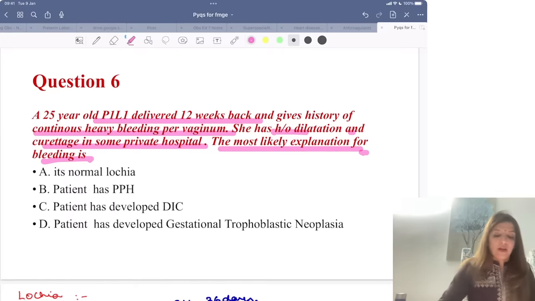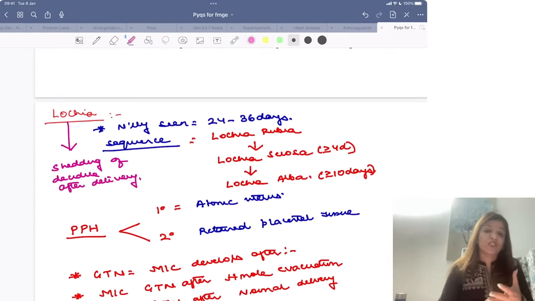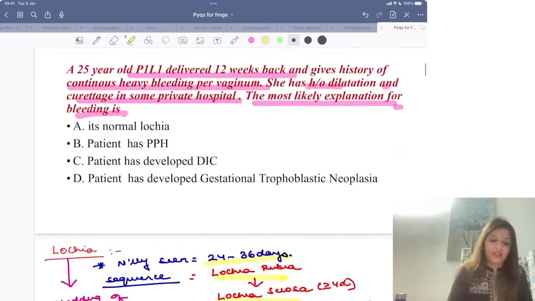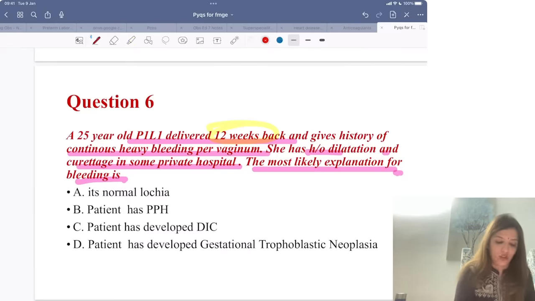But first tell me, if a patient is coming to you with bleeding after delivery, most of the times that's lochia. What is lochia? Lochia is shedding of decidua after delivery. Normal time for lochia is 24 to 36 days. Very, very important. Remember this for your upcoming exam. Second important thing is the sequence of lochia: lochia rubra, then serosa, and then alba. So lochia cannot continue up till 12 weeks. This patient had delivered 12 weeks back, so this cannot be a case of lochia.